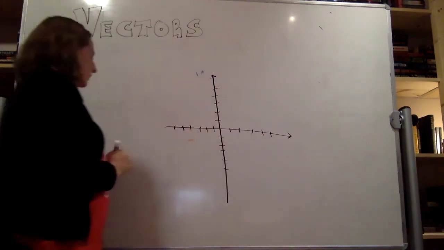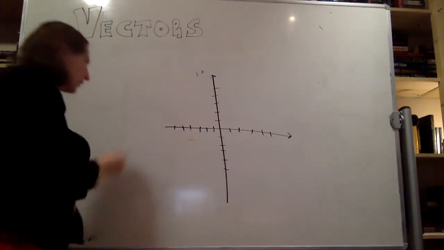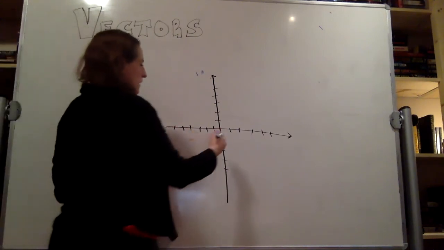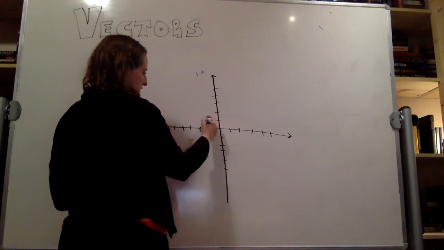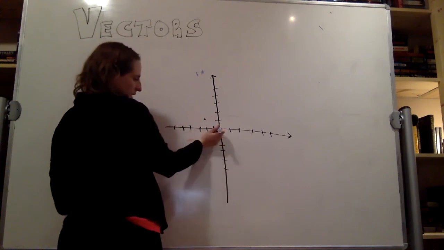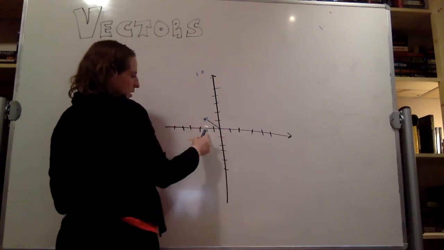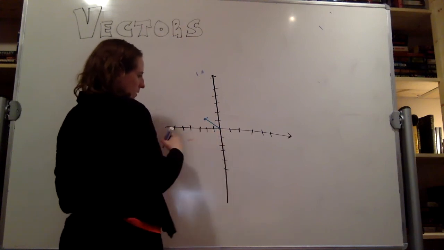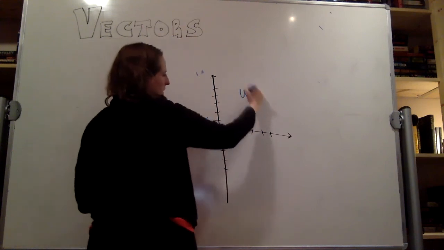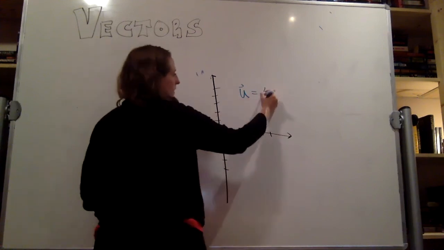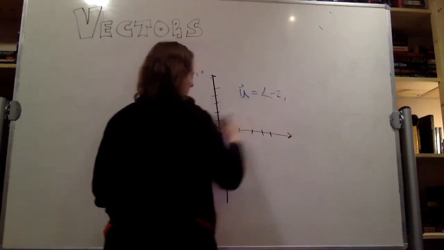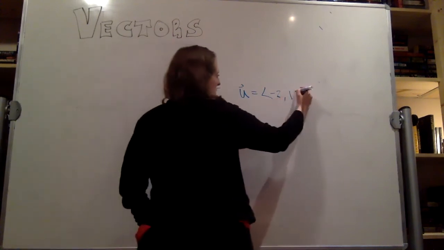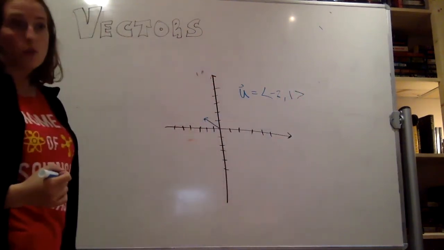Okay, so let's start out with a nice easy vector. We'll start it here and we'll say that it goes over to, let's just do this. So my vector starts at 0, 0 and goes to -2, 1. So we'll call this vector u. The components of vector u, my horizontal component is -2. My vertical component is 1. So I can think of this as the vector -2, 1.